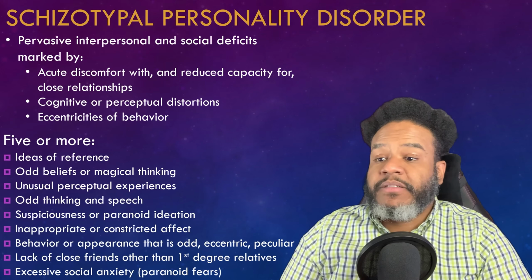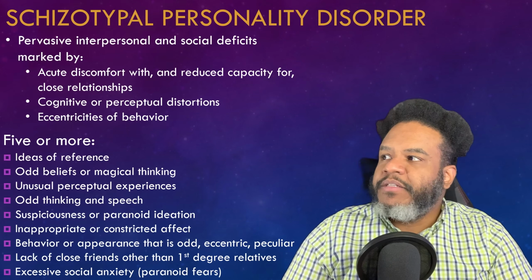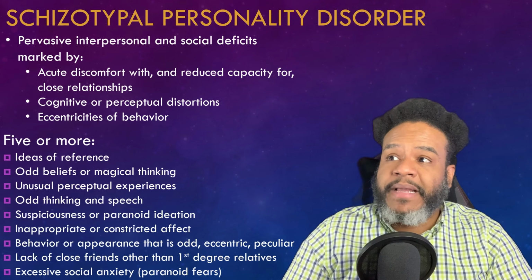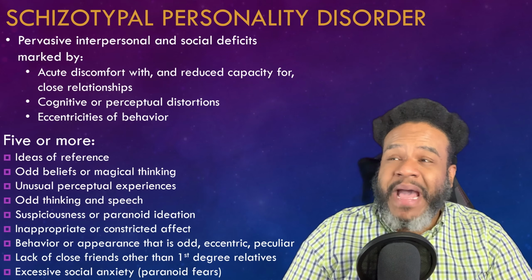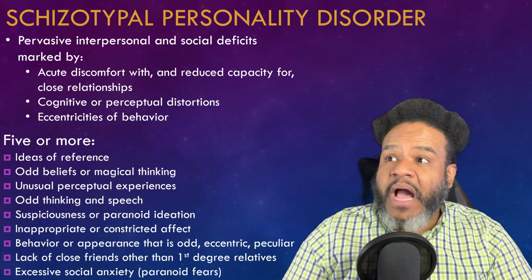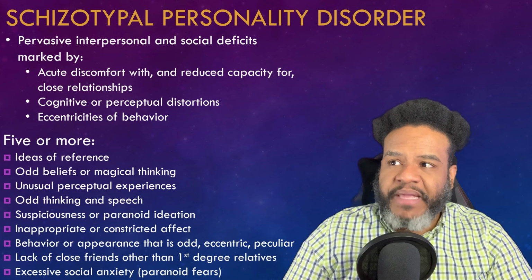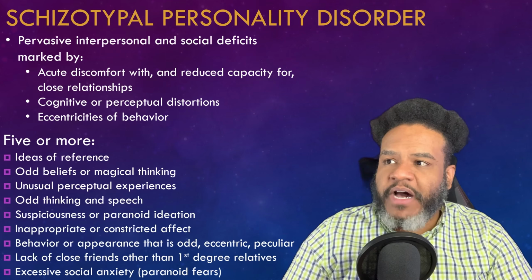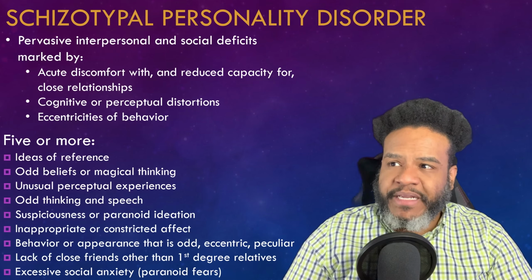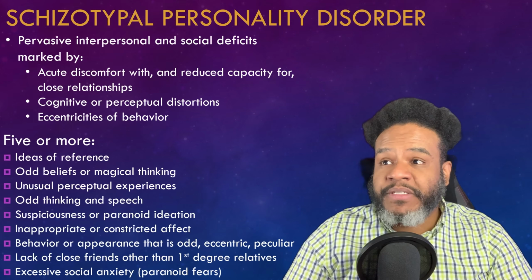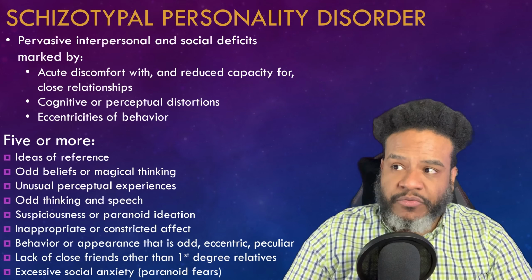All right, so now we have schizotypal personality disorder. This is going to be pervasive interpersonal and social deficits. They're going to be marked by acute discomfort with and reduced capacity for close relationships, cognitive or perceptual distortions, and eccentricities of behavior. This is often thought of as a milder form of schizophrenia, and some researchers have actually proposed moving schizotypal personality disorder to Axis 1.